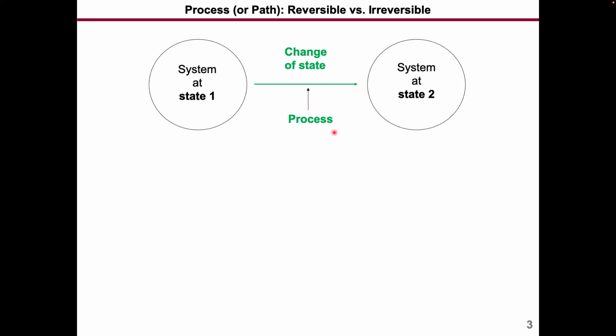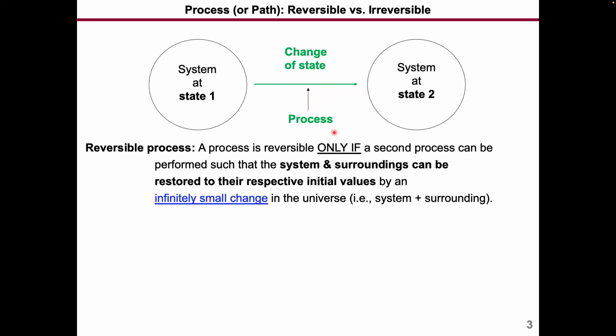What do we mean by reversible? A process is reversible only if a second process can be performed such that the system and surroundings can be restored to their respective initial values by an infinitely small change in the universe. By universe, we mean system plus surroundings. So basically, we are not changing anything inside of the universe. We can actually go back to the initial state. Okay, so this is called a reversible process.